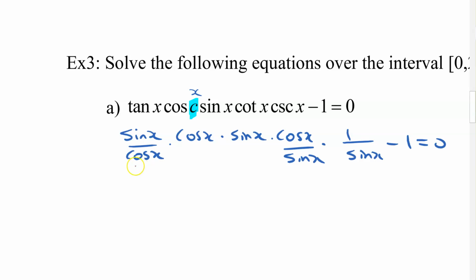So now I can say, well, this cos and that cos become 1. Sine x over sine x is another version of 1. Sine x over this sine x is another version of 1.